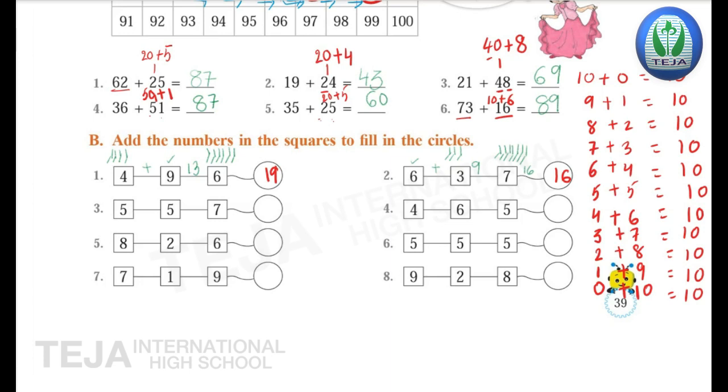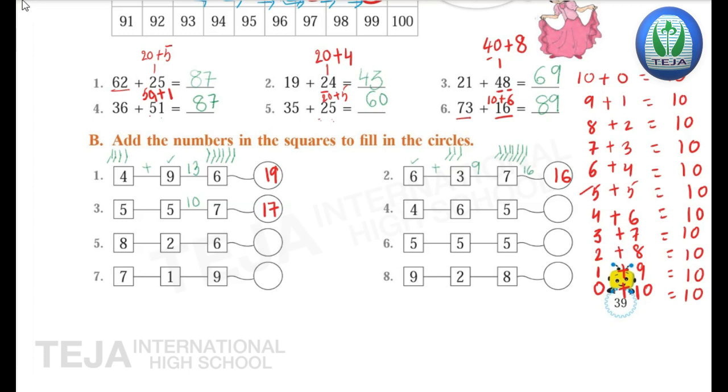Third one, here the numbers are 5 plus 5 plus 7. Children, 5 plus 5 is how much? 5 plus 5 is 10. 10 plus 7 is 17. Okay, 10 plus 1 is 11. 10 plus 2 is 12. 10 plus 3 is 13. Like that, 10 plus 7 is 17.